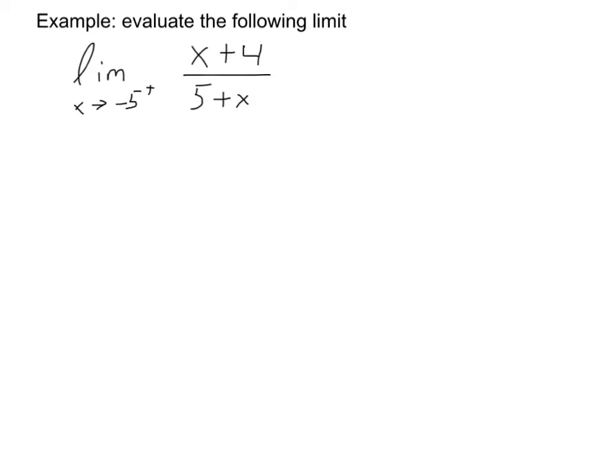Use the method that I just explained, where you imagine substituting in a number that's approaching negative 5 from the right, and see what you end up with. So when I substitute in a number that's to the right of negative 5, I have to think about what is to the right of negative 5. If you think about a number line, here's negative 5. If I'm approaching from the right, the value I'm putting in is like negative 4.999. So when I substitute that value in the numerator, what do I end up with? I basically end up with a negative something.